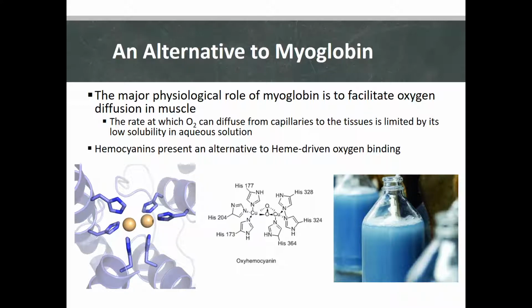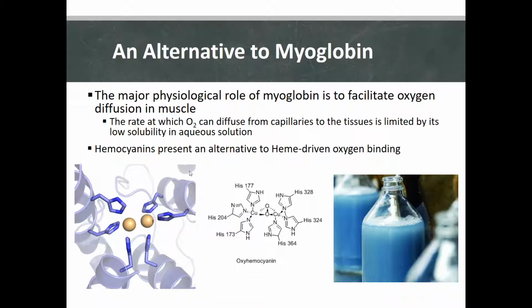Myoglobin and hemoglobin are incredibly important for mammals such as us, but they are not the only players in town. They are not the only proteins that can bind oxygen. Other organisms have evolved different methods to do so. One example is shown here: the general family of hemocyanins.